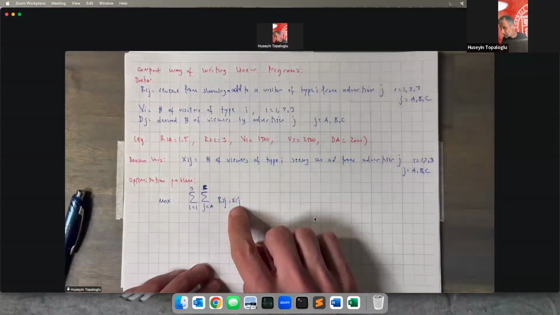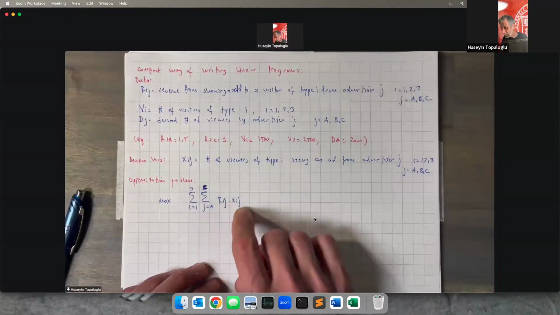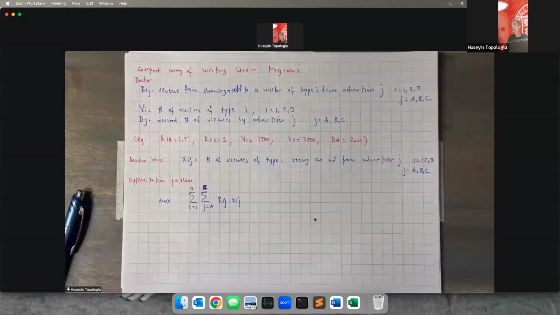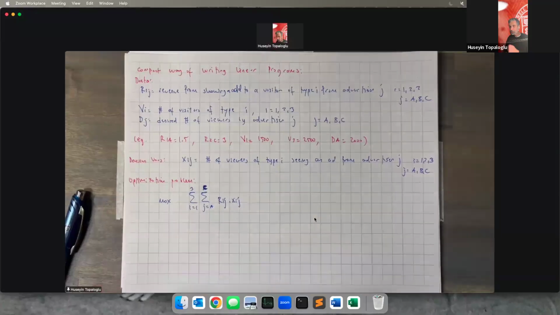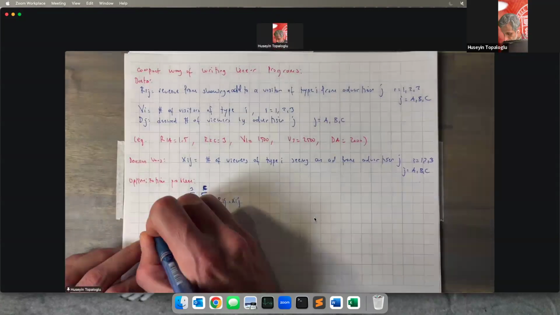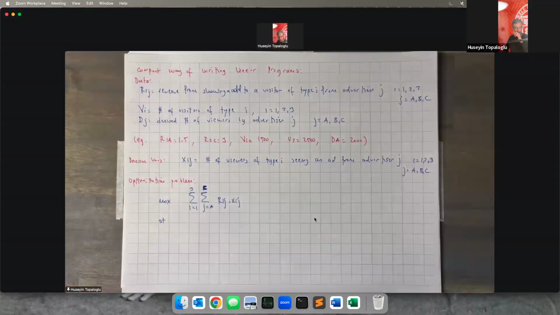Xij is the number of visitors of type i seeing an ad from advertiser j, and if a visitor of type i sees an ad from advertiser j, we're making revenue of Rij. So this product is the revenue that we collect from visitors of type i seeing an ad from advertiser j. Add over all visitor types and all advertisers. This is the revenue that we collect from all visitor types and from all advertisers, which is what we're trying to maximize. Good. So now, in the constraints, we're going to write a constraint that says the following.